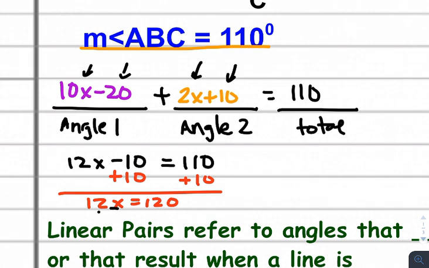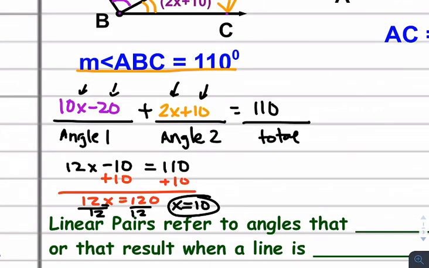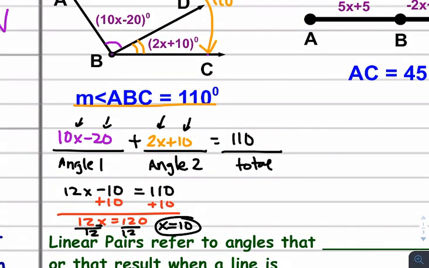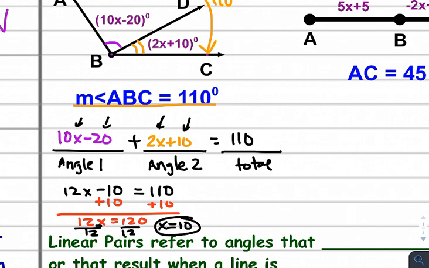And that gives us x to be 10. Now, once we have x equals 10, we can come back up here and actually solve out these angles. We can take 10, stick it right back in here in our original equation. 10 times 10 is 100, minus 20 equals 80.